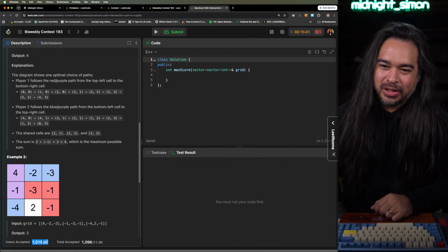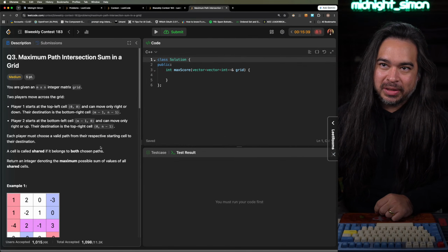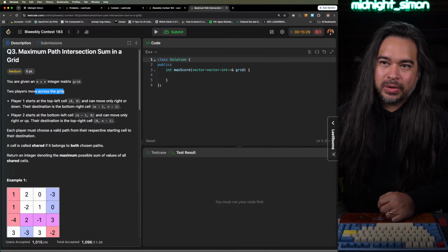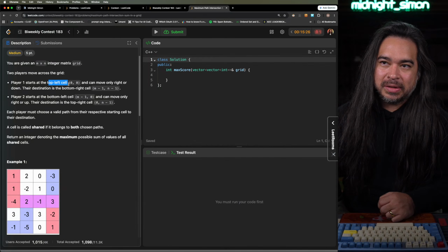All right, let's try this one, man. Look at this one, looks hard. Only 1,000 people got this. Q3, maximum path intersection sum in a grid. You're given an m by n integer matrix grid. 2 players move across the grid. Player 1 starts at the top left cell and can move only right or down.